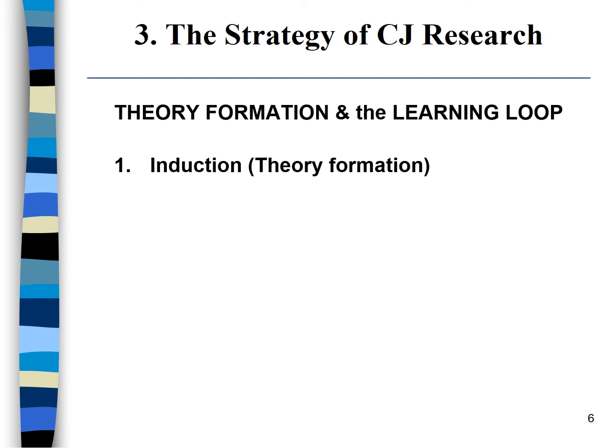All right, so how do we think about the strategy of criminal justice research? This is the third and final component of this first lecture: what goes into it? How do we break it down? One of the things I like to conceptualize is what is known as the learning loop. We start with induction, theory formation. In its simplest sense, induction means we go out and observe the world. We collect a lot of observations.